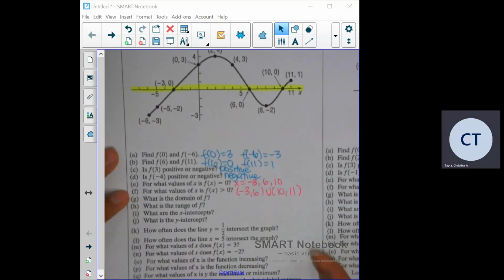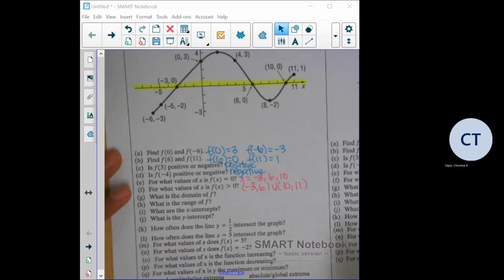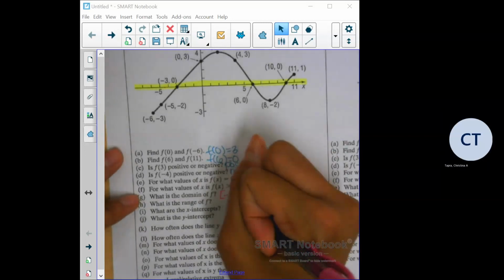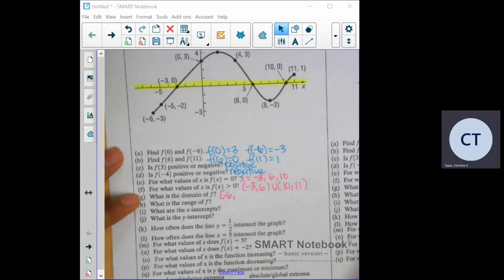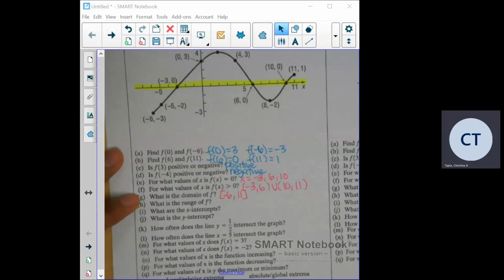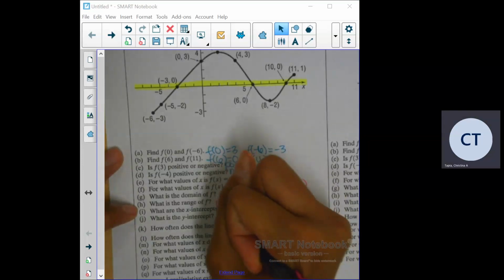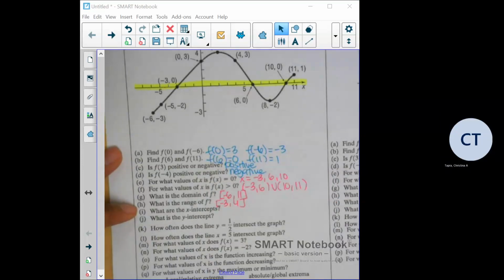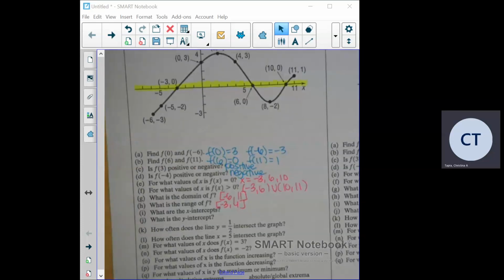What is the domain for this graph? Read this graph from left to right. What's the domain? -6 to what? Y'all are whispering it. I can't hear you. 11. Thank you. And both of those should have a bracket around it. So since it's -6 to 11, they should both have a bracket. What about the range? Read this graph from bottom to the top like Drake. Negative who? -3 to +4.